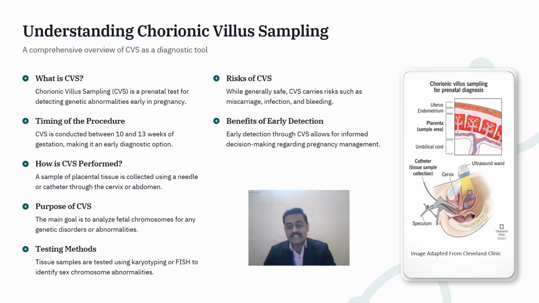Now, there is one small risk associated with this CVS approach, or chorionic villus sampling. While it is considered generally safe, it also carries risks such as miscarriage, infection, as well as bleeding, because this is an invasive procedure. Early detection through CVS allows for informed decision making regarding pregnancy management, and hence this is considered an important technique for genetic counseling as well.